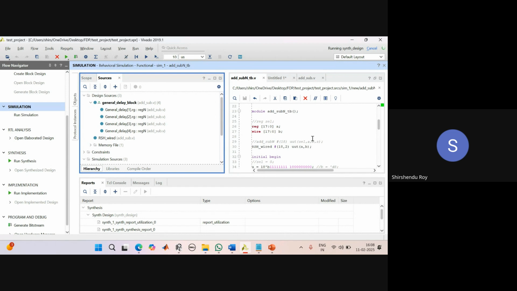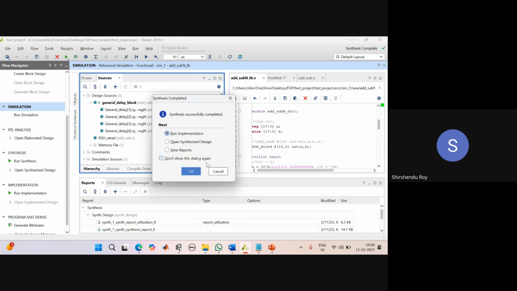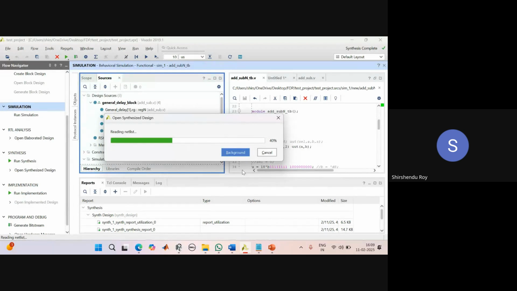Sometimes while doing a general kind of block, we need to observe the RTL schematic to check whether it is correctly connected or not. If any problem is there, the synthesis stage will show that in this place we have an error. So it is completed. I will not run implementation. I will open the synthesis design, and then we will go for the schematic.